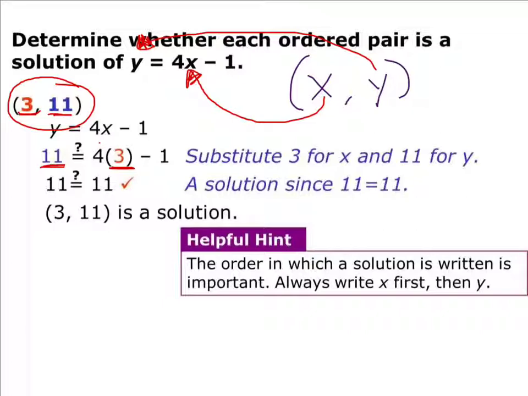4 times 3 equals 12 minus 1 equals 11. So, since 11 equals 11, I know that that is a solution. Okay? That's what our answer is going to look like. Kind of almost like a yes or no type answer. Alright, let's take a look at our next one.